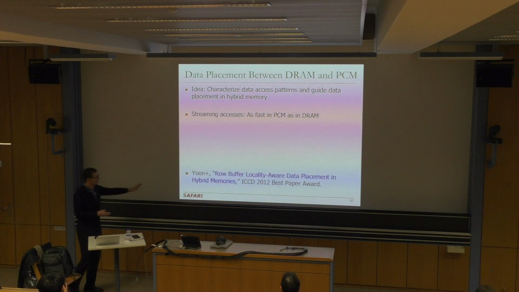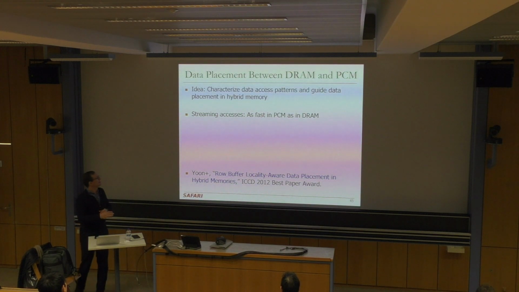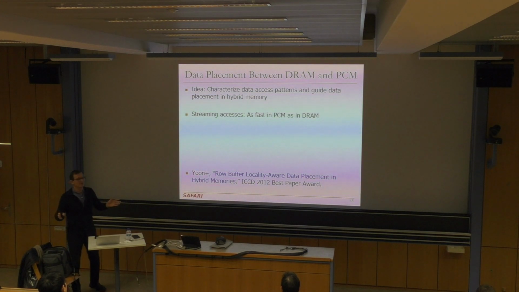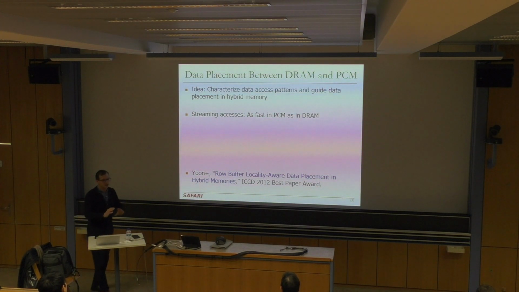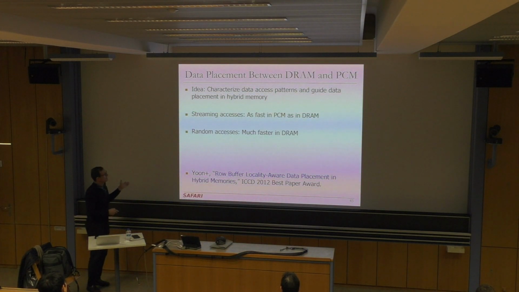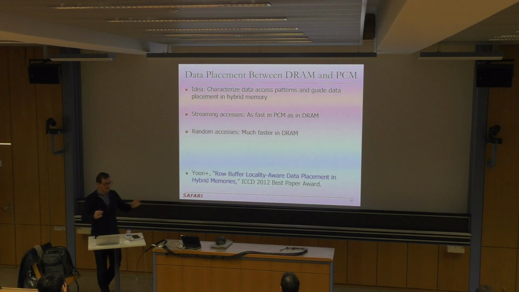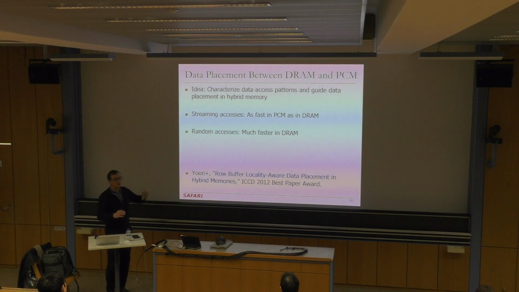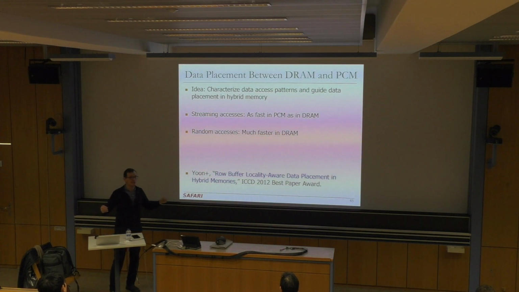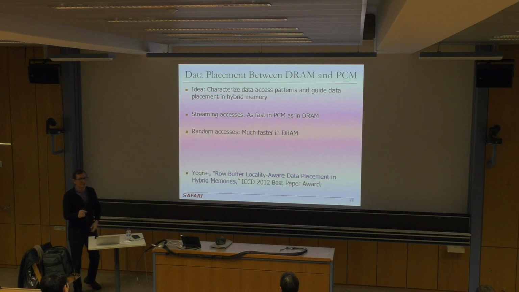So the observation in this work is, if you have streaming accesses, if you're streaming through memory, you can make those as fast in PCM as in DRAM. Basically, PCM has a row buffer, and you can stream through the row buffer, right? Or you can design your PCM such that the streaming bandwidth is great. Whereas if you have random accesses, these are much faster in DRAM, right? Because DRAM is much faster in terms of read latency. Streaming happens through the row buffer, and the row buffer is essentially an SRAM in either of those technologies. That's the idea. Whereas random access is really exercising the technology itself.